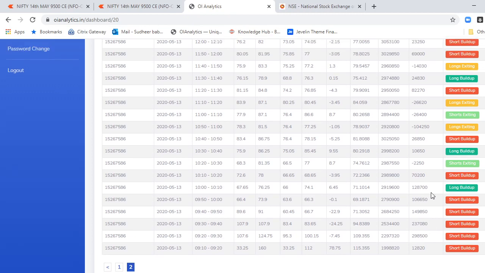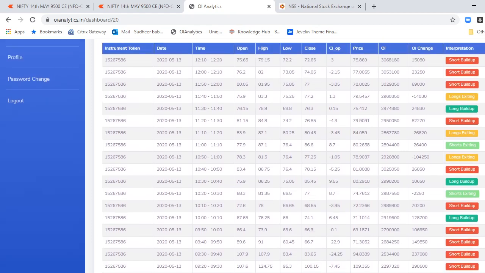And then we also see some long buildup coming up at 71, right? And then later we'll see some long exiting here at 78, right? So this is the activity for today. And later in the day, one thing we observed is that we have been receiving some short buildup interest in this call. Even at 11:20, 11:30, we had about 80,000 at 79, and 69,000 at 78, right?